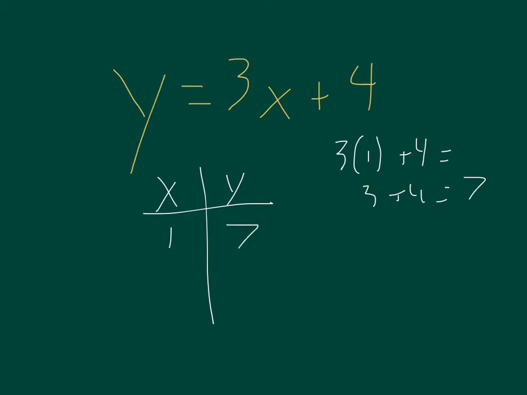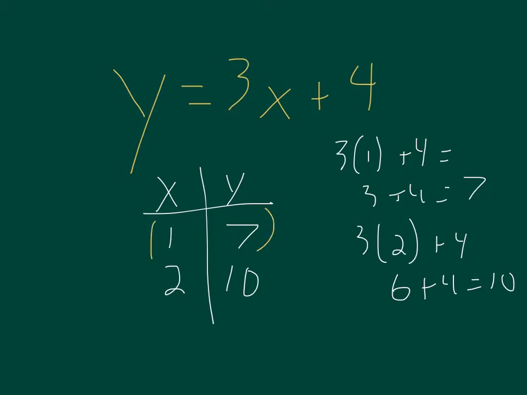Let's pick another number. Let's plug in 2. Do it again: 3 times 2 plus 4. 3 times 2 is 6, plus 4 is 10. So when I have an x value of 2, my y value is 10. Now, what I've done is create ordered pairs. Look right here. Doesn't that look like 1, 7 and 2, 10? Couldn't I graph those ordered pairs?